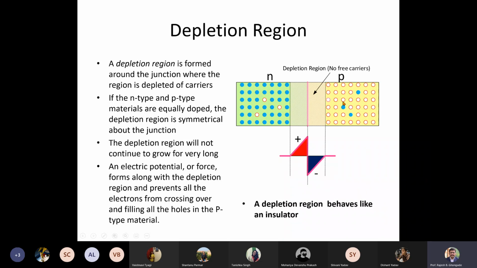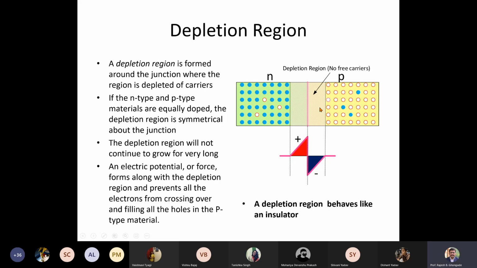Why is it difficult, by the way? First of all, understand one thing: if you have equal doping, if an equal number of doping atoms are present in N type and P type, this depletion region will be symmetric. So the width of this depletion region will be equal on both sides. It is symmetric around the junction.